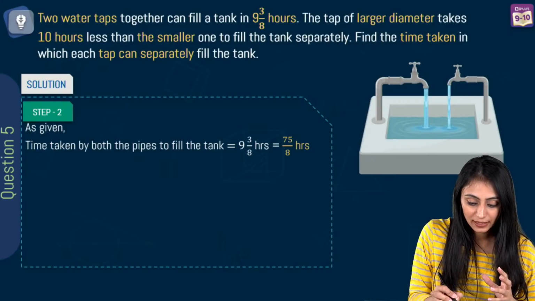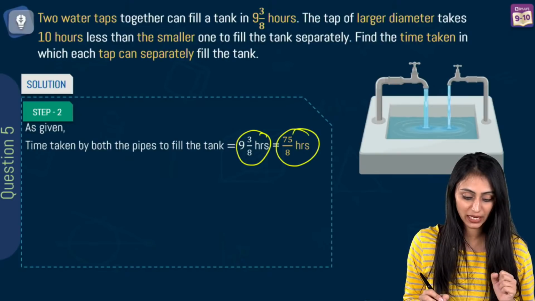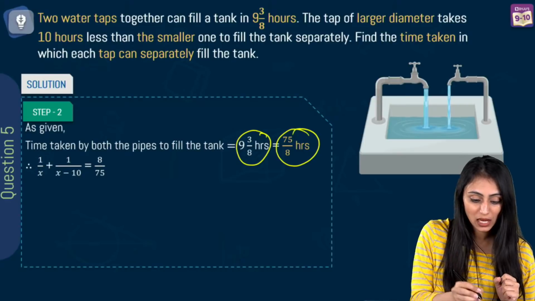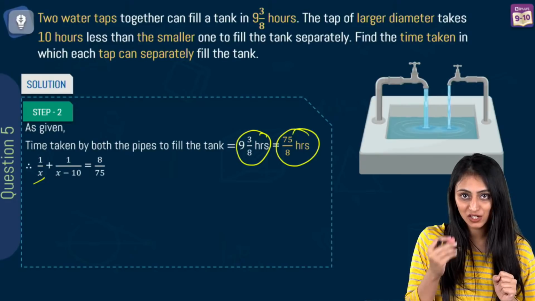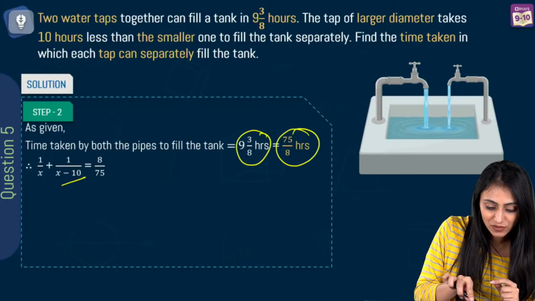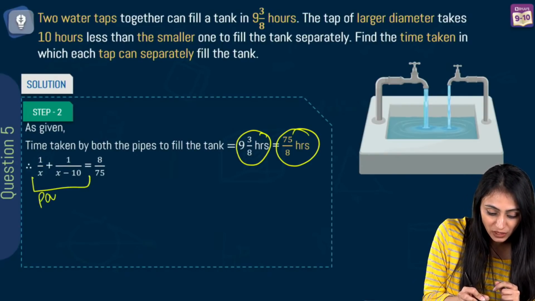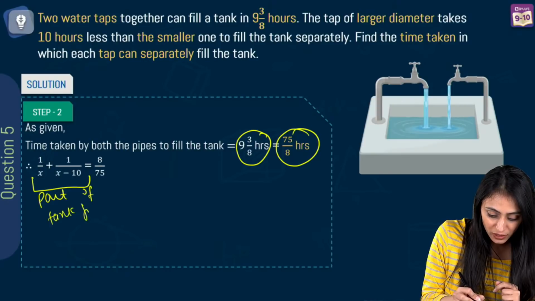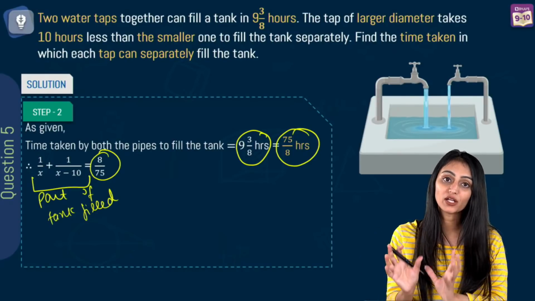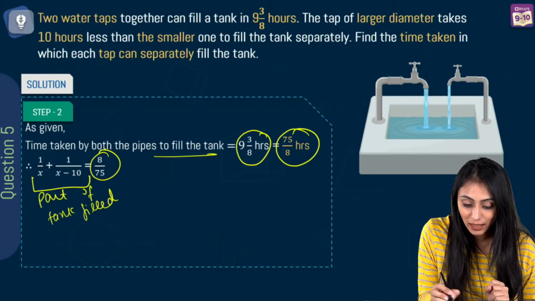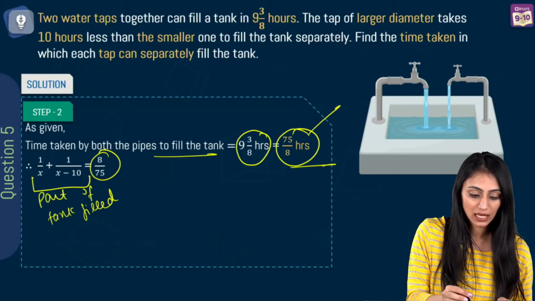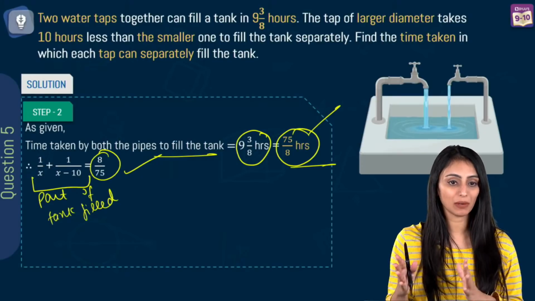So together they are filling the tank in 9 3/8 hours, which can be written as 75/8 hours, right? So the part of the tank filled by the smaller tap in 1 hour is 1/x. Similarly, by the larger tap in 1 hour is 1 upon x minus 10. So this is showing us what? On the left side, it's telling us how much part of the tank is filled. So when we are equating, on the right side also we should be having the part of the tank that is filled. And here it is telling us the time taken by the pipes. Both the pipes are taking 75/8 hours. Again, if I reciprocate this, it will be the part of the tank which is filled by both the pipes.